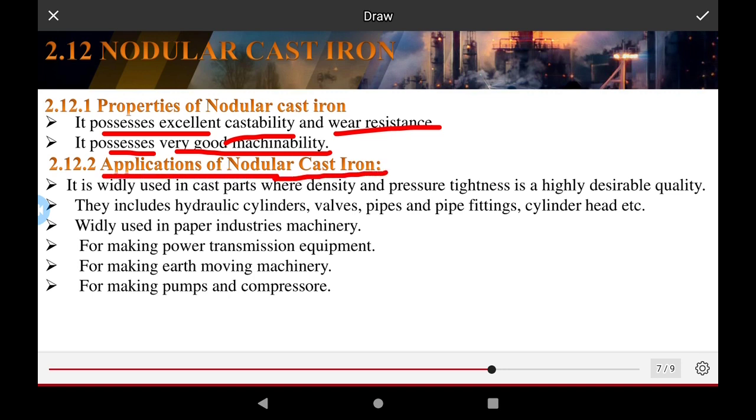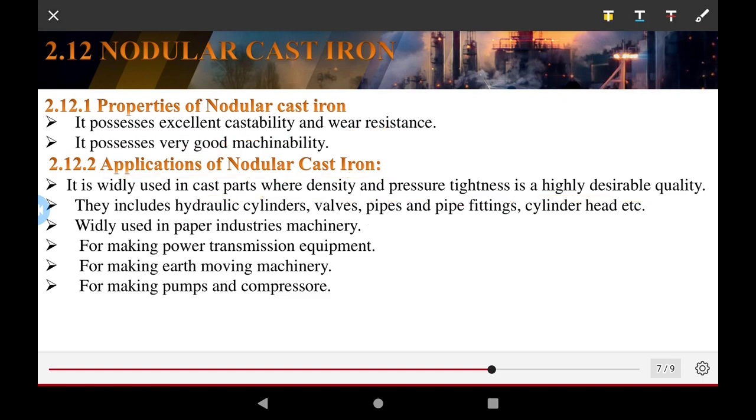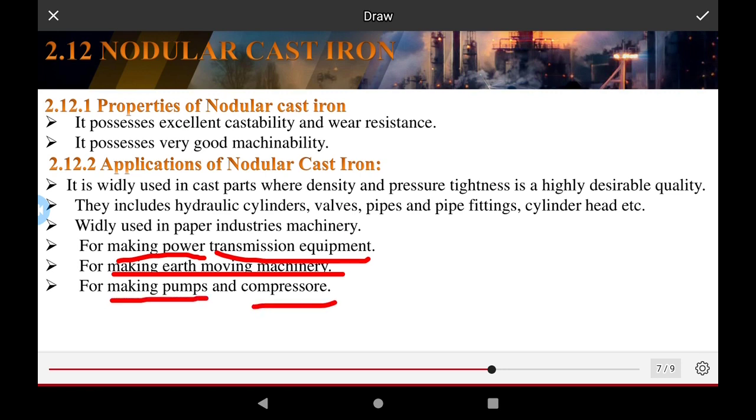Application of nodular cast iron. It is widely used in cast parts where density and pressure tightness is a highly desirable quality. It includes hydraulic cylinder valves, pipe and pipe fittings, cylinder heads, and is widely used in pipe making, the manufacturing industry, and industrial machinery for making power transmission equipment, earth moving machinery, pumps and compressors.